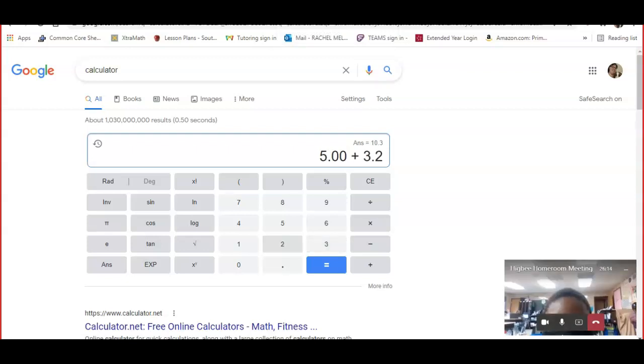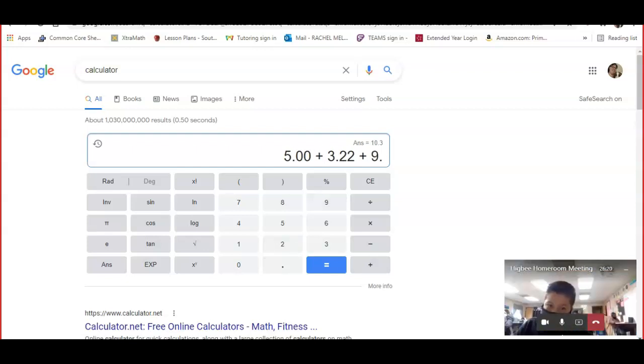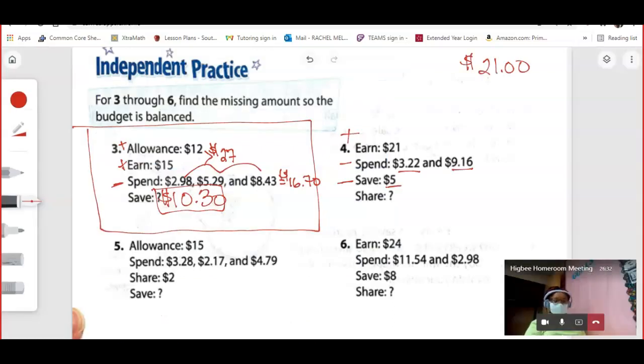$3.22. Okay. Brandon, what was your number? $9.16. And 16 cents? Yes. All right. So what is that, guys? $17.38. Okay, excellent. So that's for my expenses, right? So how do I figure out what he can share?